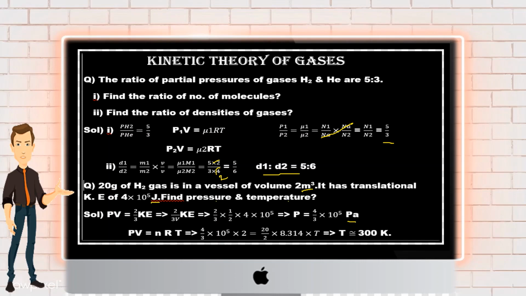Now that we have the pressure, to find the temperature we use the formula PV equals nRT. 4 by 3 into 10 power 5 into 2 equals, this is the pressure, this is the volume, 20 by 2, this is the number of moles, since they have given the weight as 20 and 2 is the molecular weight, into 8.314. Here we are using R in joules, multiplied by temperature. After solving these, we get the temperature as approximately 300 Kelvin.